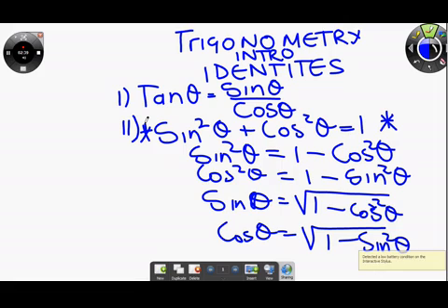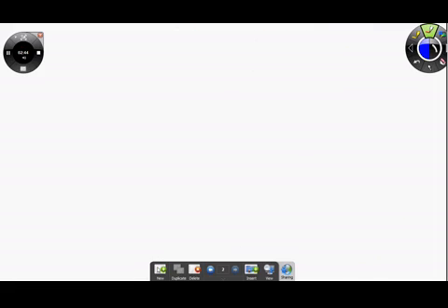Now, the next identities we are going to look at are the ones that we get in grade 12. In grade 12, we have just a few identities. It's not that there are many. So the first one is for sine.